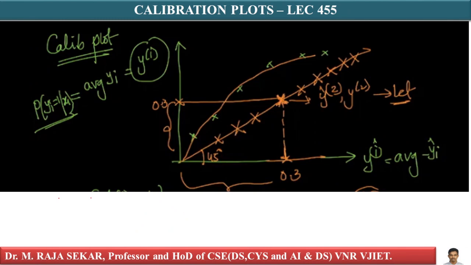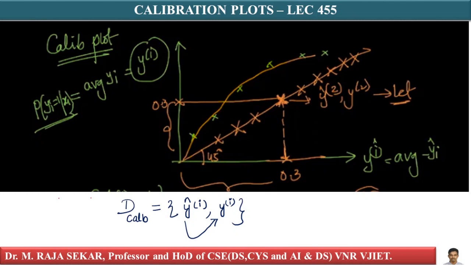This is the ideal line, but in reality you never come across the ideal line. In reality it may be like this, isn't it? The task of calibration is, given this data set of y cap of i comma yi, you somehow need to map your y cap of i to yi.